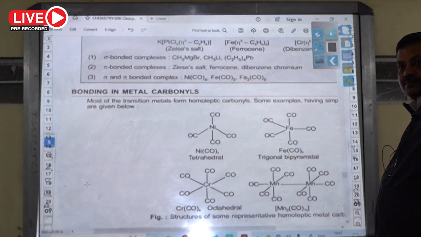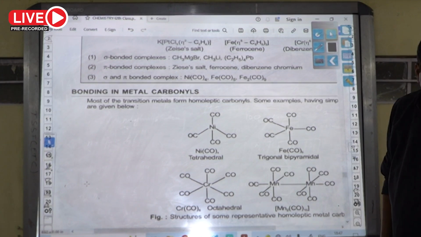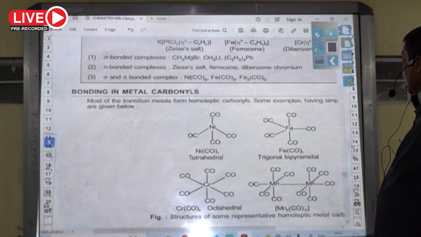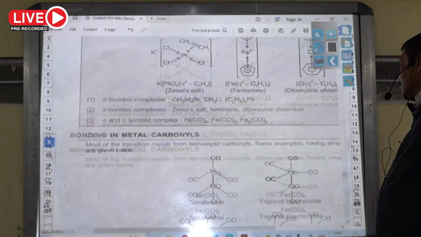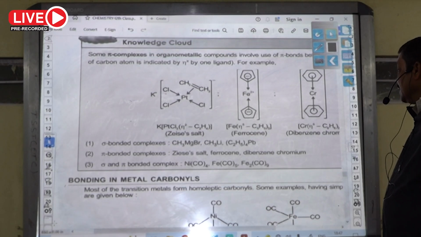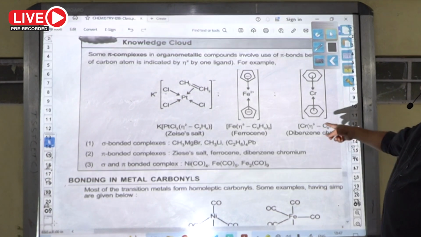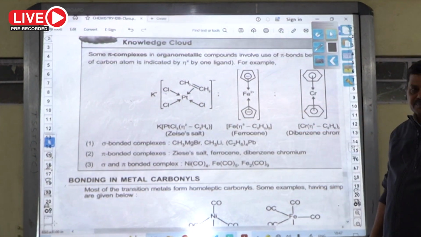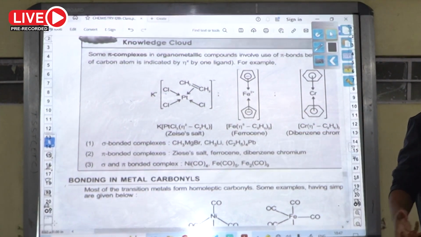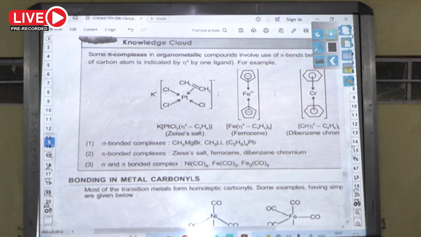So, what does that symbol eta represent there? Eta represents the number of carbons involved in the ring. Eta power 5 means a 5 carbon ring. Here eta power 6 means a 6 carbon ring. That's not required for it, that's why I did not disclose that.